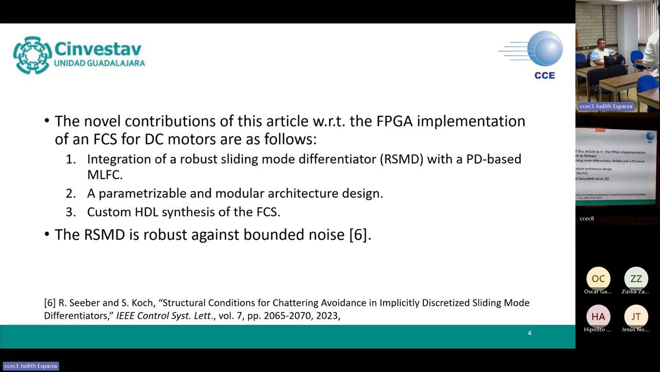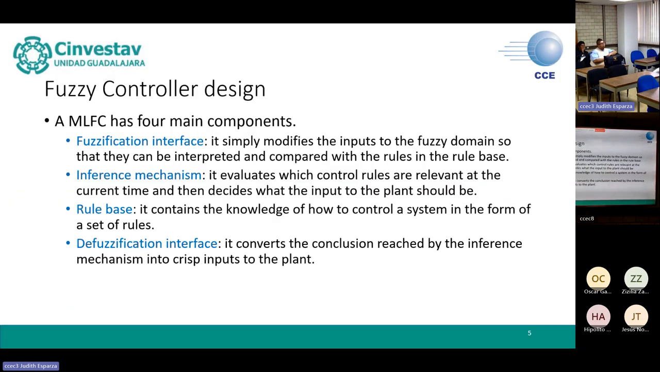The novel contributions of this article about the implementation in FPGA of an MLFC for DC motors are as follows: the integration of a robust sliding mode differentiator with a PD-based MLFC, a parametrizable and modular architecture design, and a custom HDL synthesis of the FCS in Verilog with FPGA. The RSMD is robust against abundant noise. That's why we use it. MLFC has four main components: the fuzzification interface.